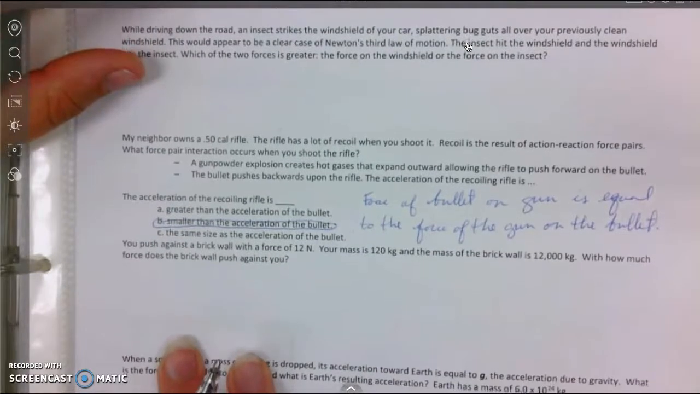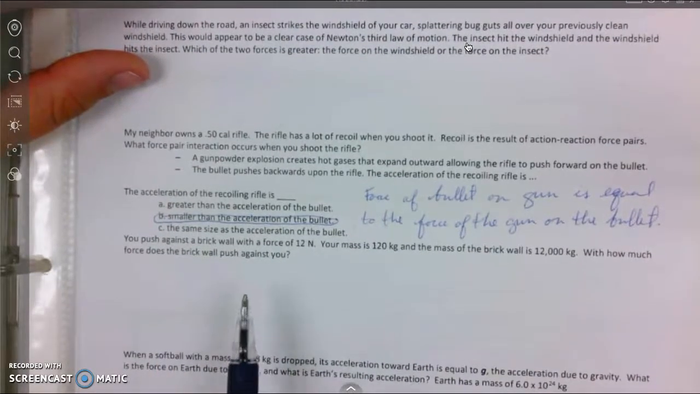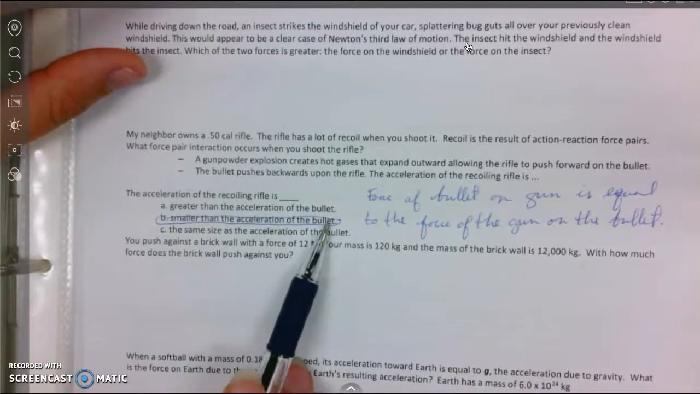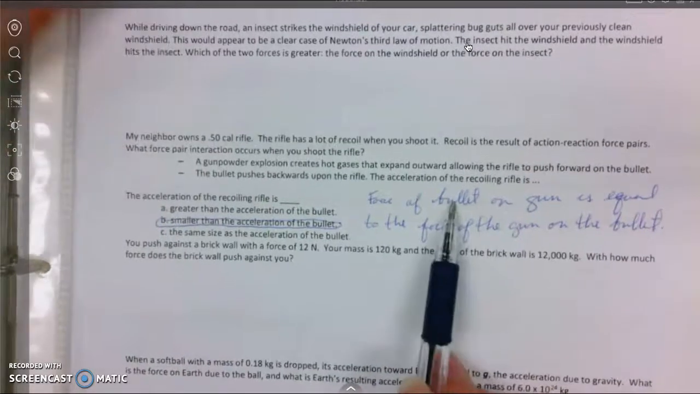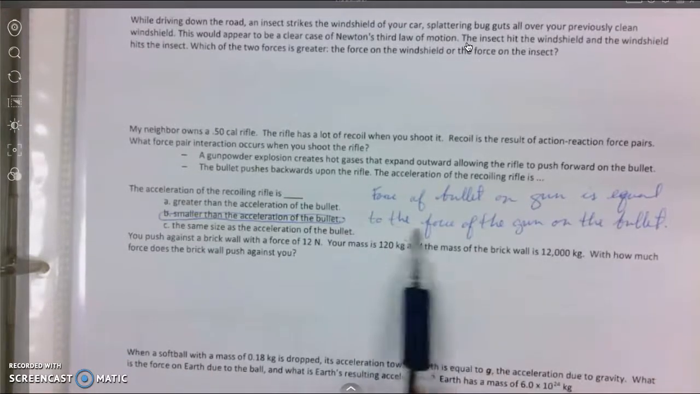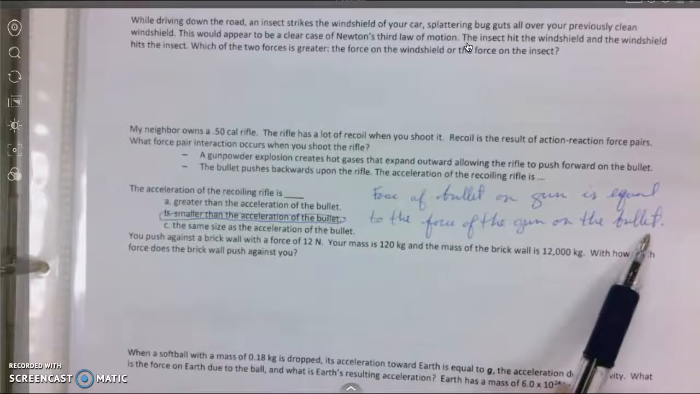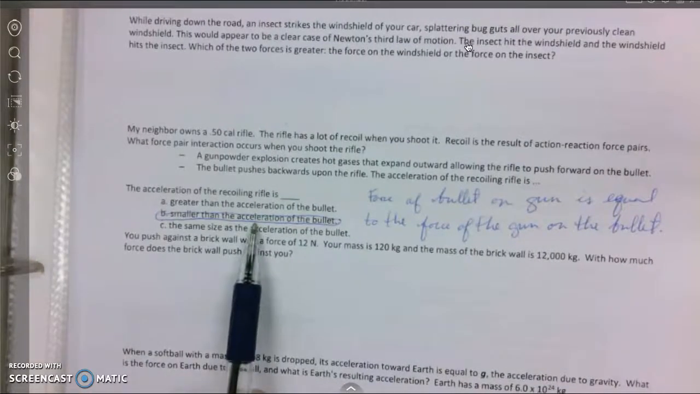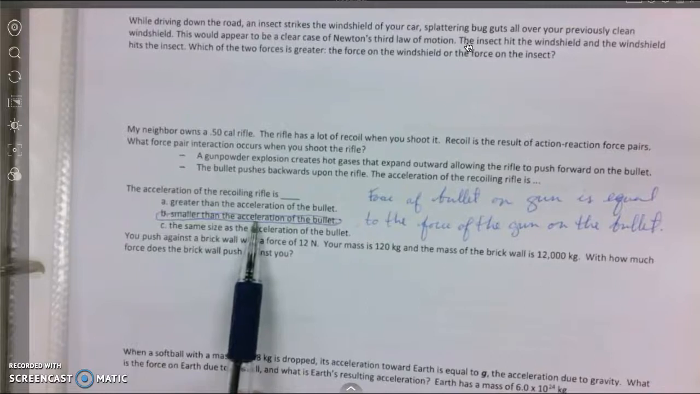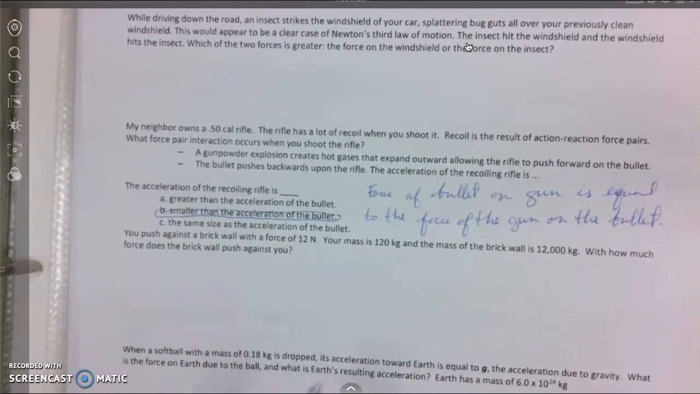You can say the acceleration of the recoiling rifle is smaller than the acceleration of the bullet because of its larger mass. So the force of the bullet on the gun is equal to the force of the gun on the bullet, but the acceleration of the gun is far smaller than the acceleration of the bullet because it has so much more mass.